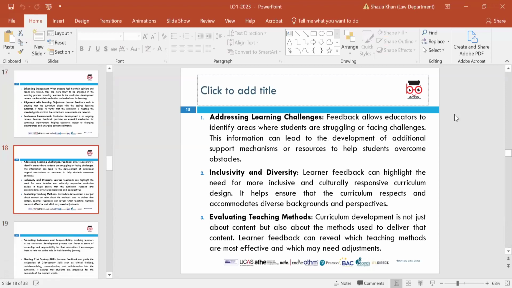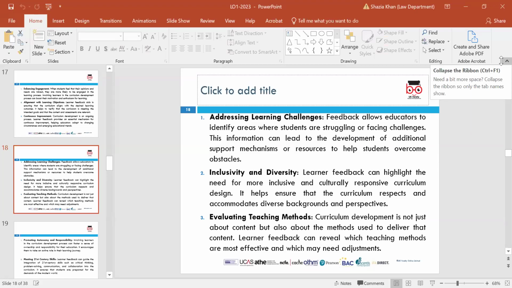Addressing learning challenges. So feedback allows educators to identify any areas where learners are struggling or facing challenges. And this may lead to the development of additional support mechanisms or resources. You need to take on board what the learner is saying, what their feedback is saying, and reflecting on that feedback, making sure that learners' feedback is taken on board.